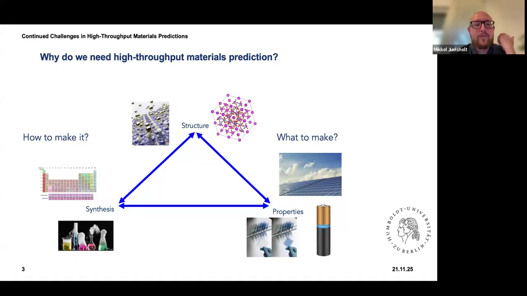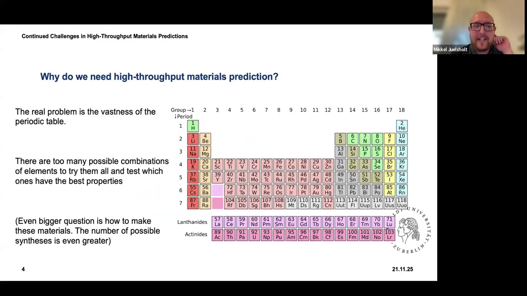And the big problem for both questions is, of course, that the periodic table is really big. There are a lot of materials we can make, and going through every single combination of the periodic table that we want to try would take way too long. It's an even bigger problem because you can synthesize the same material in many different ways, so it's even bigger on the synthesis side. But just figuring out what to make, we're basically limited by there being too many things to try.